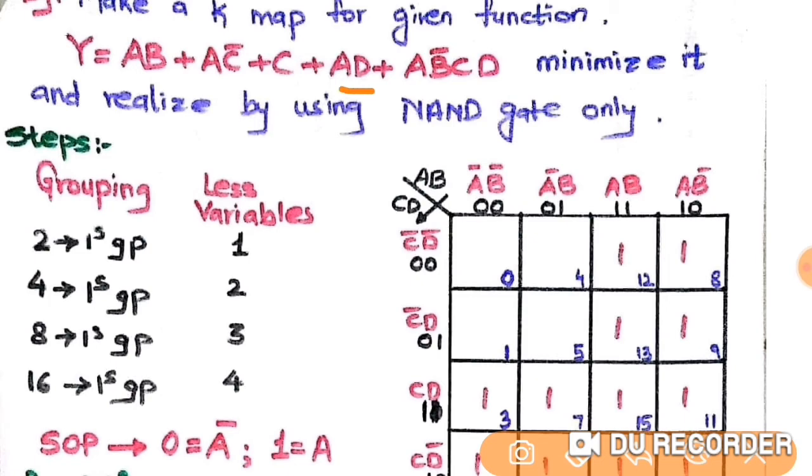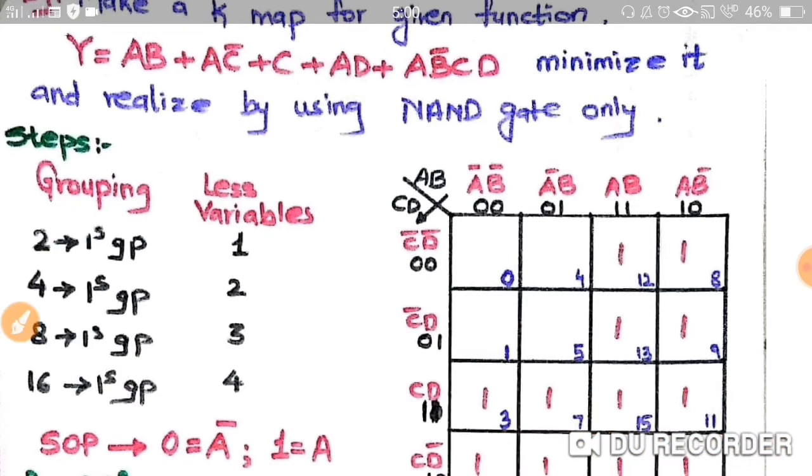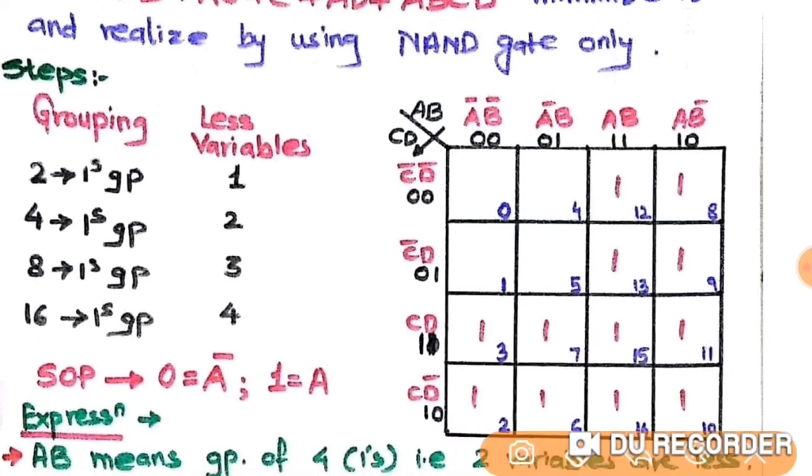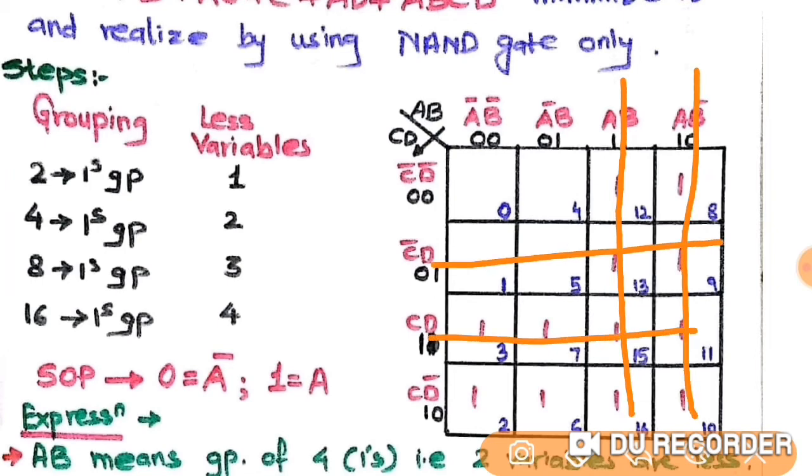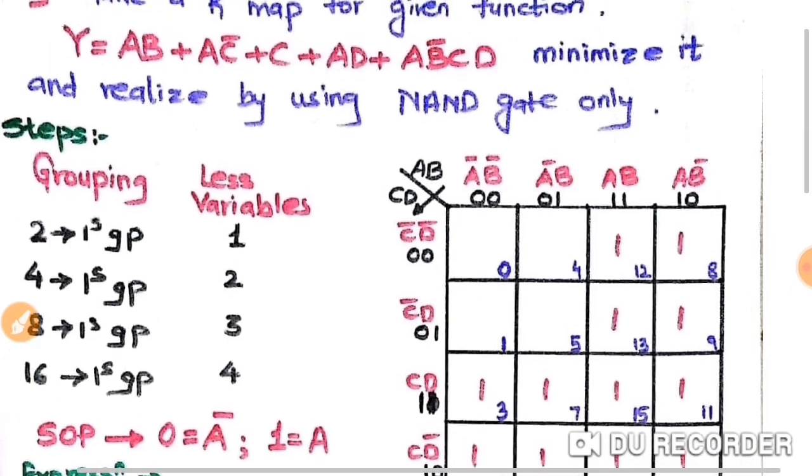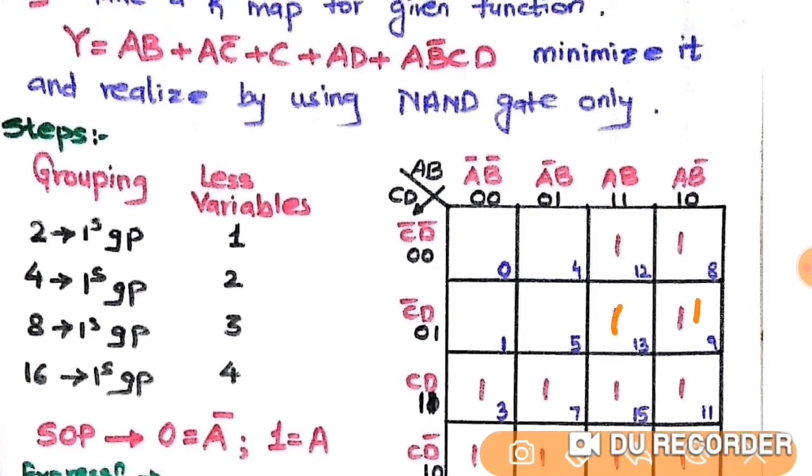Next is AD. Again, A is from MSB, D is from LSB. So find out where A is. A is in this column and D is in these columns. That means which we are getting common? We are getting these 4 common, right? So simply write down 1 in these 4 blocks. 1, 1, 1, 1. This was already filled previously also, so we will keep it as it is, right?